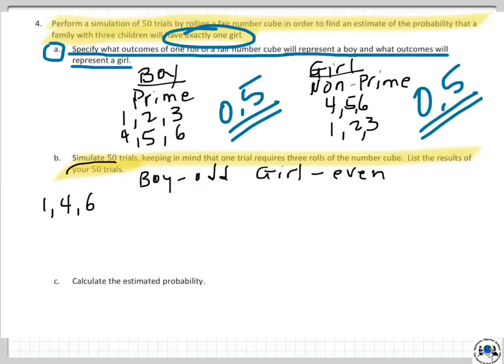So 50 trials. Again, the larger the trial size, the more accurate your data tends to be. No guarantee, but it tends to be more accurate. So go ahead and do that. Grab a number cube, get a spinner, and work that out and calculate your estimated probability based on the data that you collect, and just come on back and we'll discuss it as well as we can.